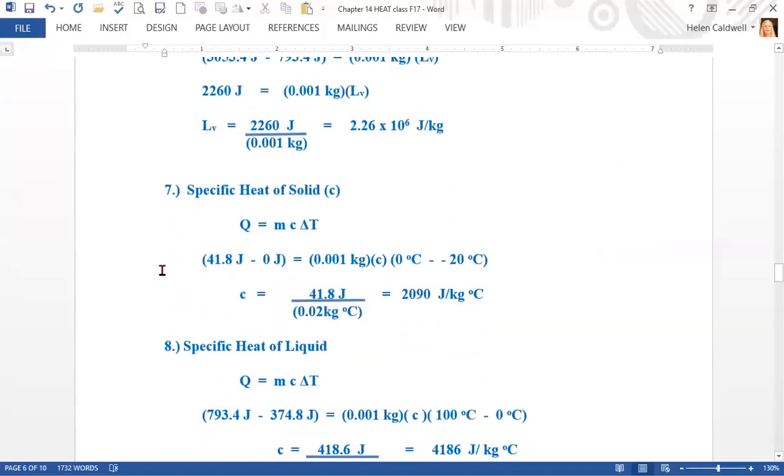So specific heat, Q equals MC delta T. So 41.8 joules minus 0 joules equals, I'm sorry, let's try that again. 0.001 kilograms times C multiplied by 0 degrees Celsius minus -20 degrees Celsius. Don't forget that our starting temperature was -20. So 41.8 minus 0 is 41.8. 0 minus -20, a minus makes it a plus, so it's a positive. And positive 20 times 0.001 gives me that 0.02. And when we do our arithmetic, it's 2,090 joules per kilogram degrees Celsius.